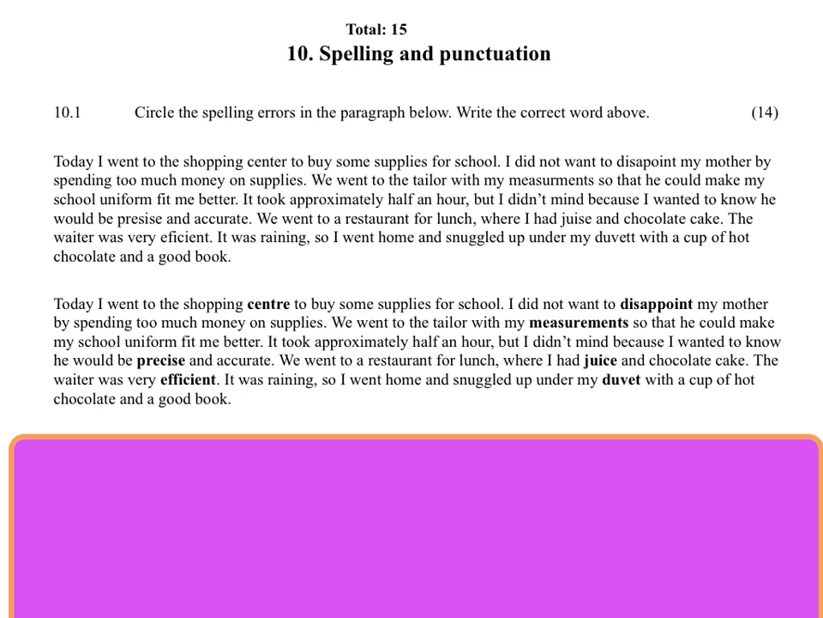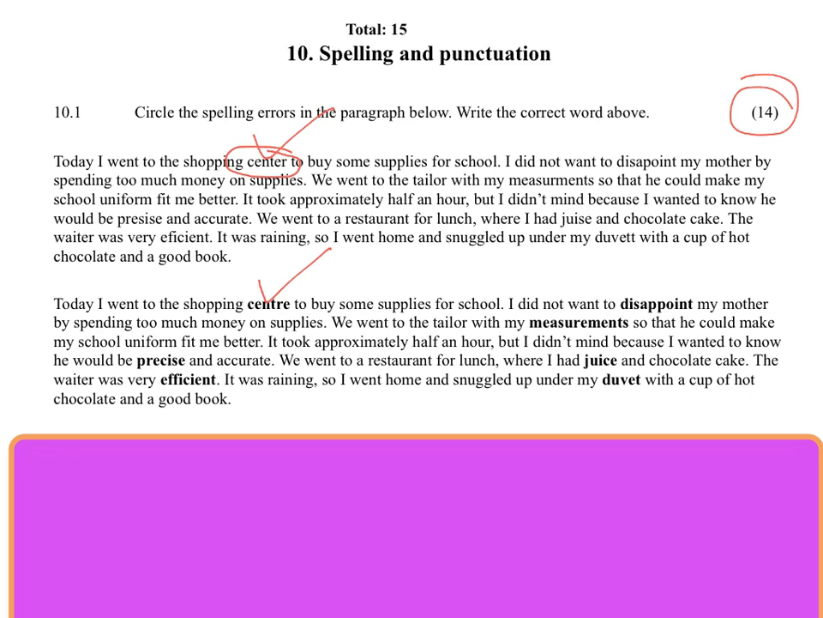So this is how you're going to mark these. You're going to start by, you get a tick for every one that's incorrect. So it said circle the spelling error. So for each circle, you get a tick. And for each correct spelling, you get a tick. So there's 14 marks. That means there's 7 incorrect things.